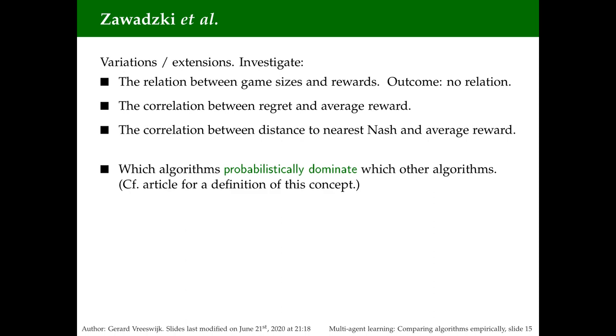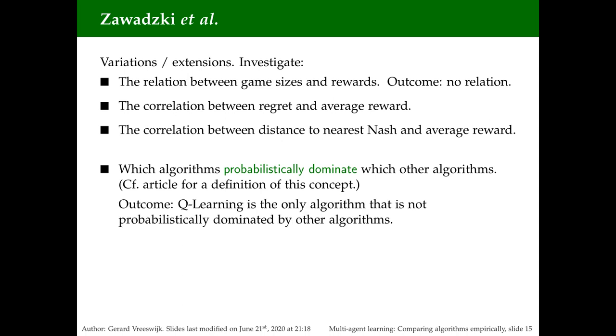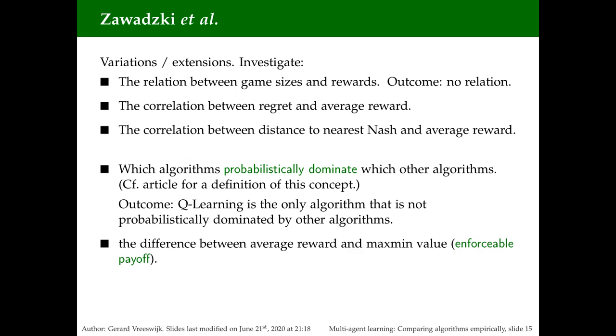Which algorithms so-called probabilistically dominate which other algorithms is a bit reminiscent of the Kolmogorov-Smirnov test. It's another concept, and it's further explained in the paper of Sawatzky. And the outcome was again that Q-learning is the only algorithm that is not probabilistically dominated by other algorithms.